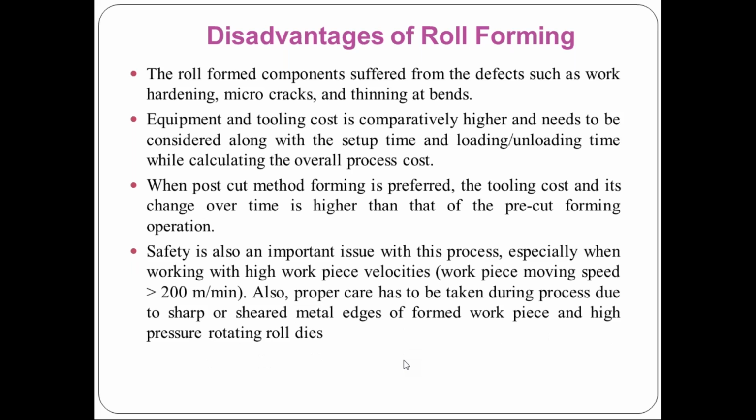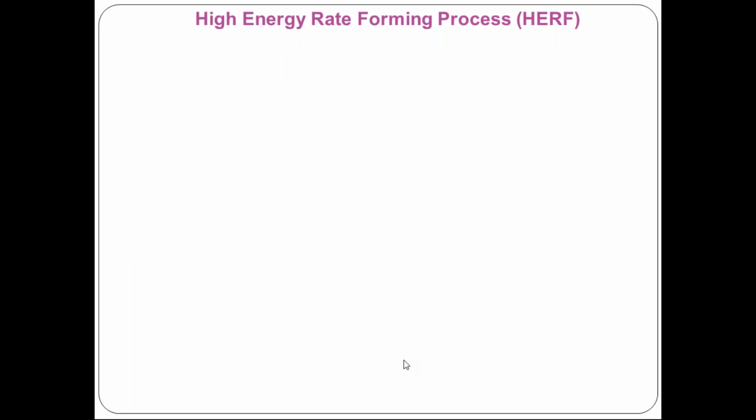Safety is also an important issue with this process, especially when working with high workpiece velocities, that is capital V. Workpiece moving speed is supposed to be greater than 200 meters per minute. Also, proper care has to be taken during the process due to sharp or shear metal edges of the formed workpiece and high pressure rotating dies. Now this is all about the roll forming process.